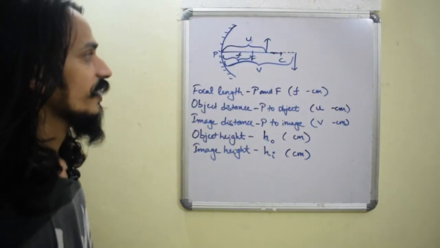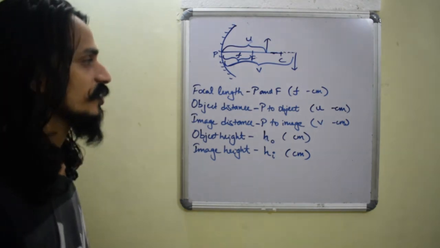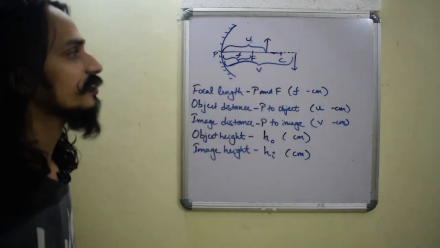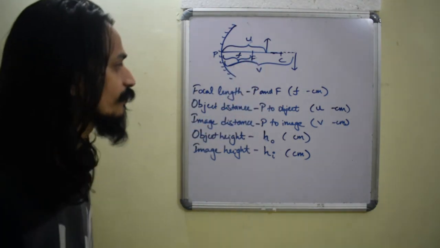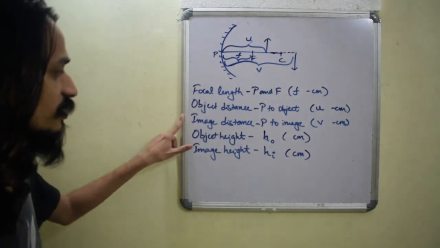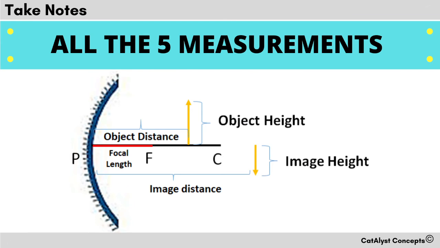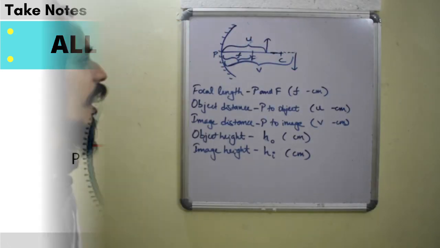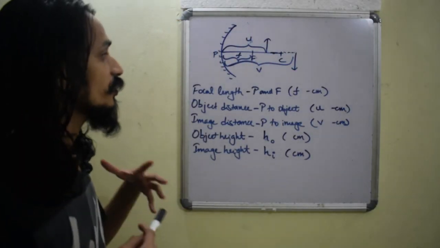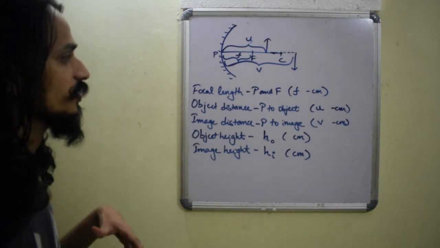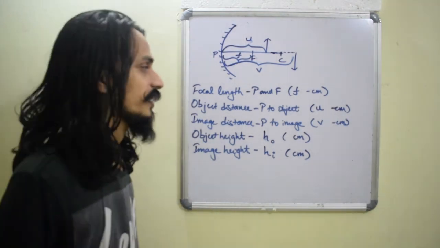So now we have 5 different quantities that we can measure whenever an object is placed in front of a mirror: focal length, object distance, image distance, object height and image height. How we are going to use them is something we are going to come across next.